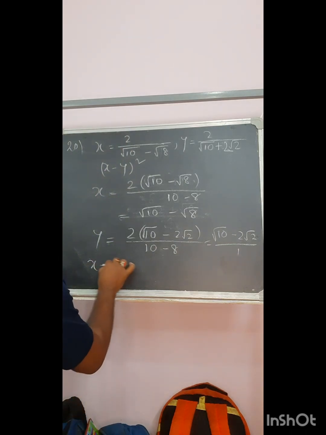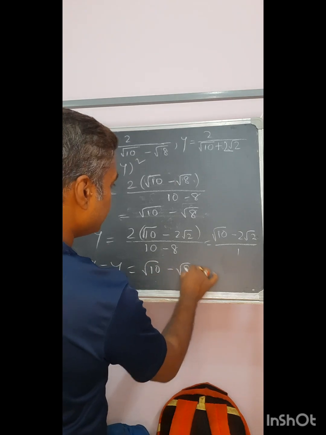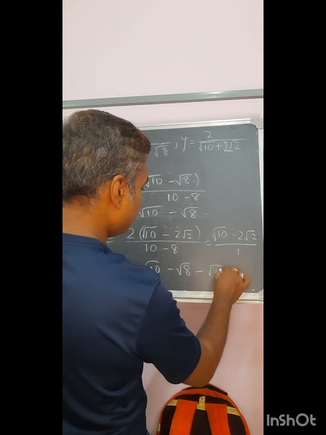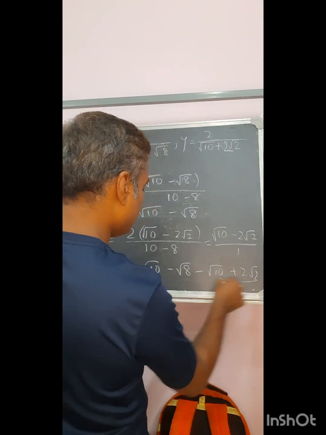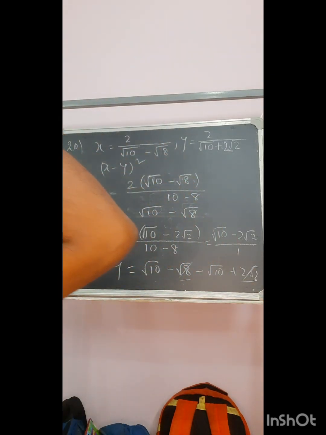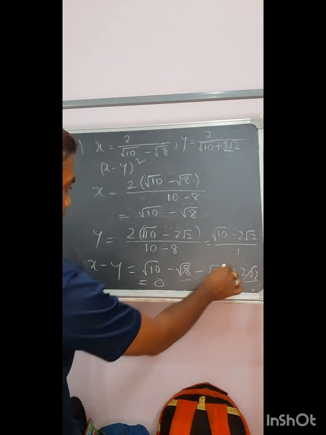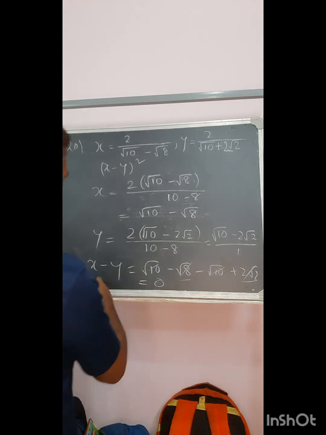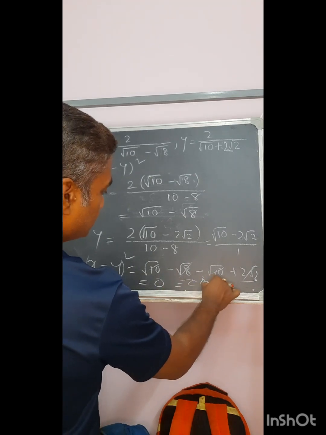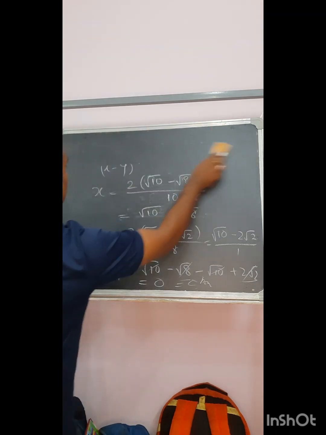Okay, now x minus y is equal to what? This will be root 10 minus root 8, and the sign will change, minus root 10 plus 2 root 2. Now 2 root 2 and this one are the same, so I can cancel it out, and nothing will remain. So x minus y is equal to 0. If you take the whole square, it will be 0 square, that means 0. So your answer will be 0. Okay. Now coming to the next problem.